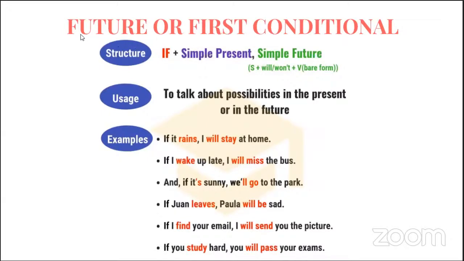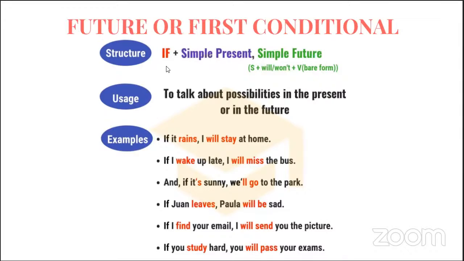You guys can find it with both names, future conditional or first conditional. All right, it's the same thing, the same grammar structure. So, how is this grammar structure formed? What do I have to make a first conditional example?